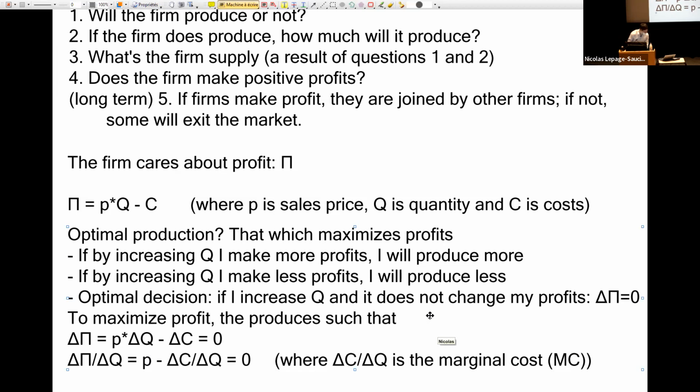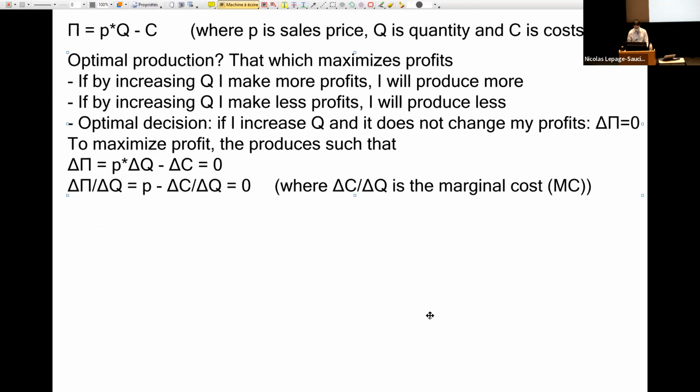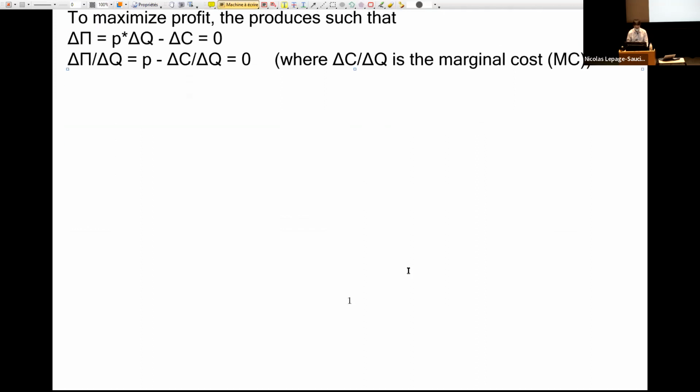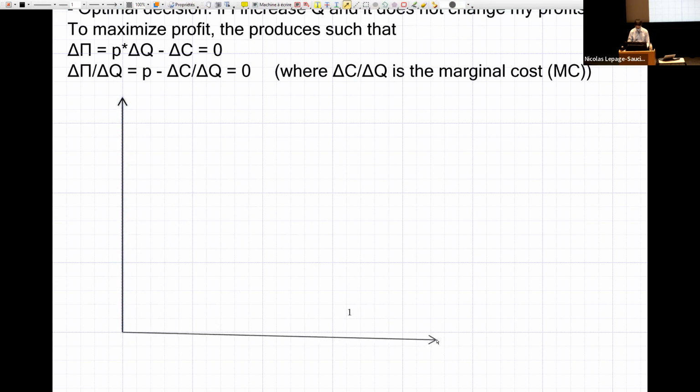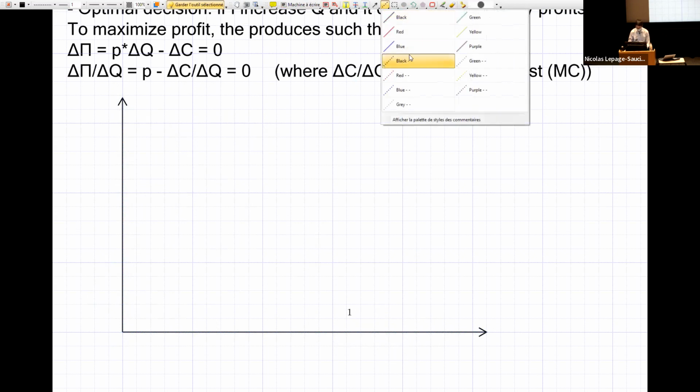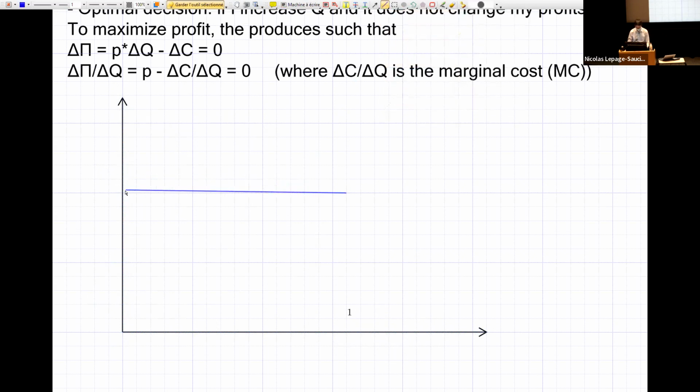All right, so now to represent this. I just did it mathematically in some ways, but now you can really see what's going on if I have a small graph. The marginal cost is the really important thing there. So imagine I have some price. Blue for my price. I should maybe write down what this is. So this is price, and this is quantity.